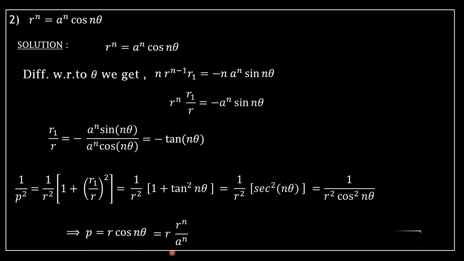Therefore, I can also rewrite the equation, just cross multiplying the terms, as p into a to the power n is equal to r to the power n plus 1. This is the required pedal equation of the given curve r to the power n is equal to a to the power n into cos n theta. Hope it is clear to you.